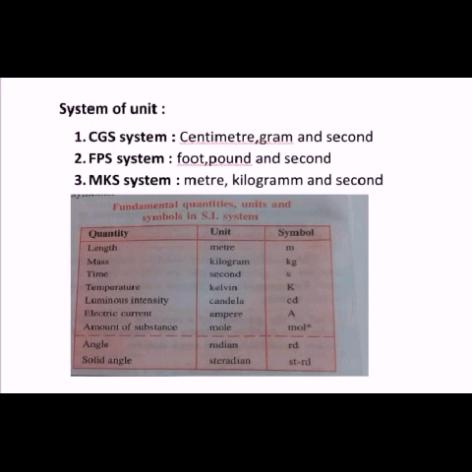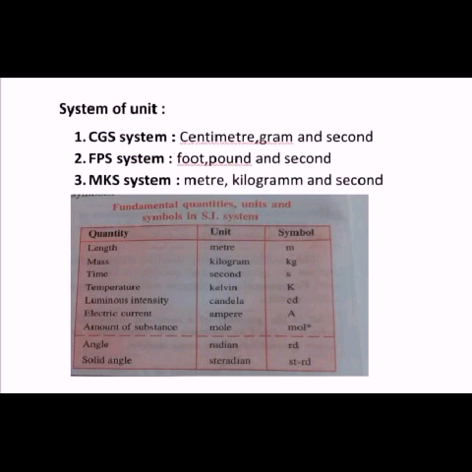Number 2, derived units. The units of quantities other than those measured in fundamental units, expressed in terms of fundamental units, are called derived units. Derived units depend on the fundamental units or can be expressed in terms of fundamental units. For example, if we want to measure area, we have length into length. Length is measured in meters, so meter into meter, meter square. But meter came from a fundamental unit, and the derived unit, that is area, came from the fundamental unit. Like that we can take other examples.